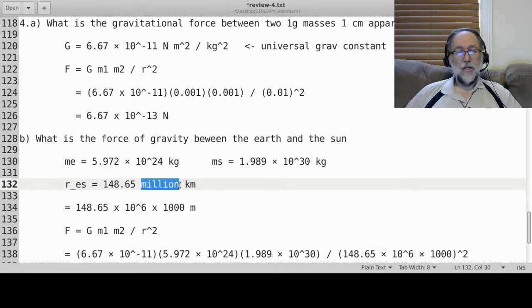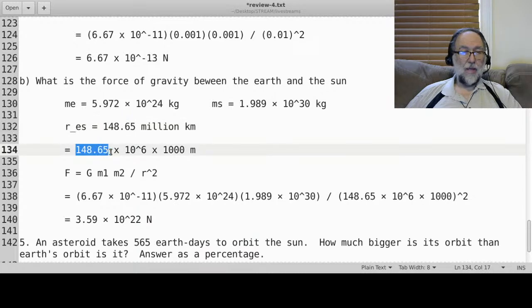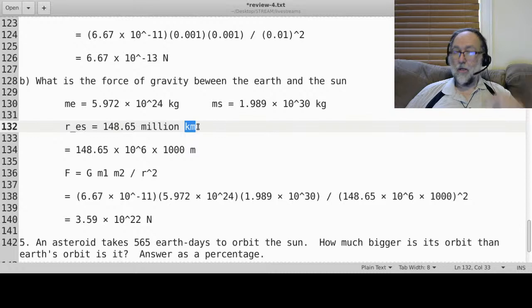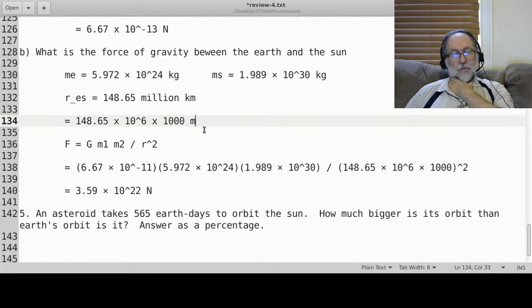Million is 10 to the 6. So you've got 148.65, and million is 10 to the 6. Kilometers we want to convert to meters, and a kilometer is 1,000 meters, so I'm going to replace the kilo with 1,000. This is how the 148 million kilometers translates into meters. A little bit complicated. This is the million part, the 1,000 here is the K part, and then you're down to meters.